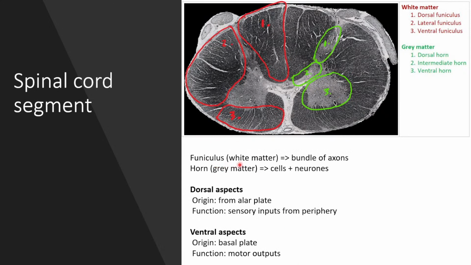So the funiculus is in white matter, which is a bundle of axons, whereas the horn is gray matter, which is the cells and the neurons, the bodies. So one of them is the bundles, and the other is the cells and neurons.